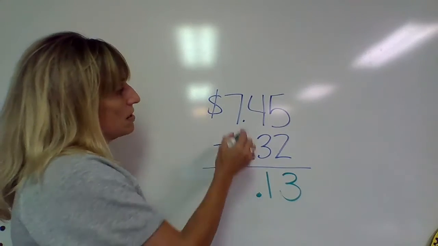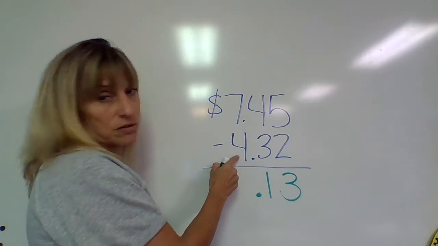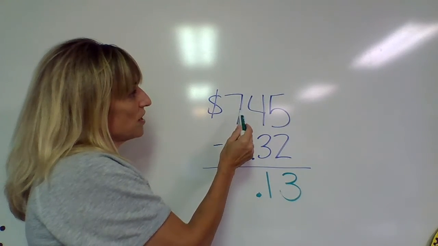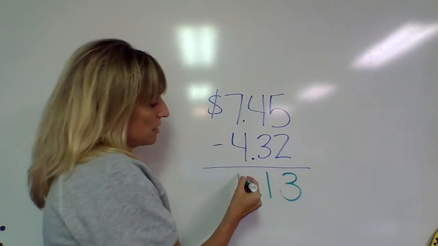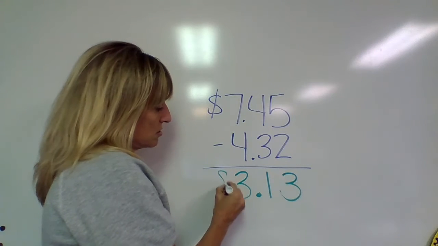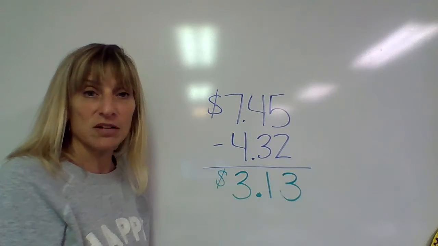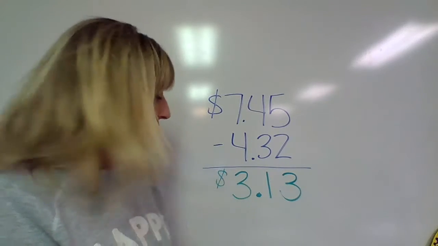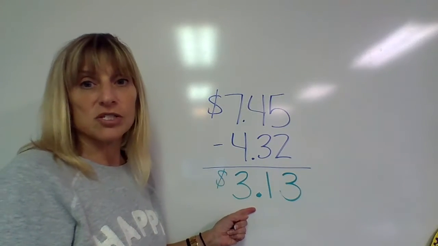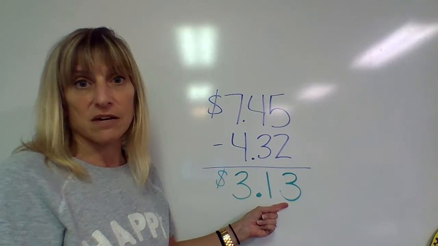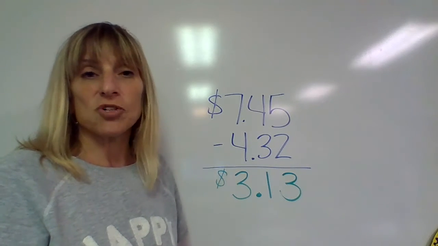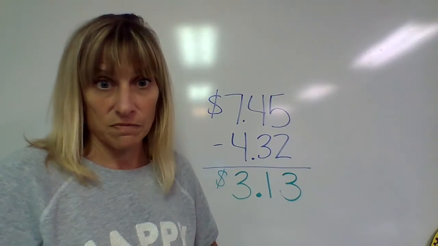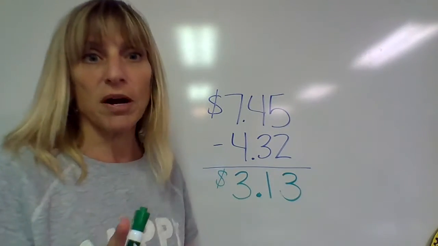Okay? And then we go over here to the dollars, and we subtract 4 from 7, and that answer is 3. And we have to put the dollar sign down. Okay? So Marco has $3.13 left. Okay? Subtraction with money is just like regular subtraction. Okay, guys? We're going to do one more problem.